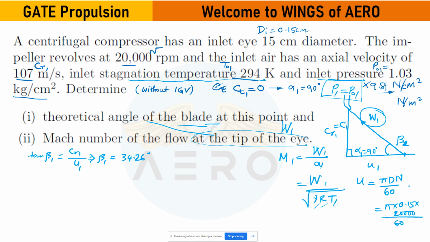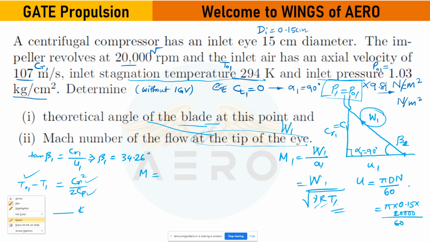T1, how will we use T1? We will use this relation, which we have already discussed. What was that? T01 minus T1 equals the velocity term, that is CR1 square by 2CP. This is a formula, the axial velocity square by 2CP. Now T01 is given, CR is given, CP is known. So from here you will know T1, that you will substitute over here, and that we will get the Mach number.